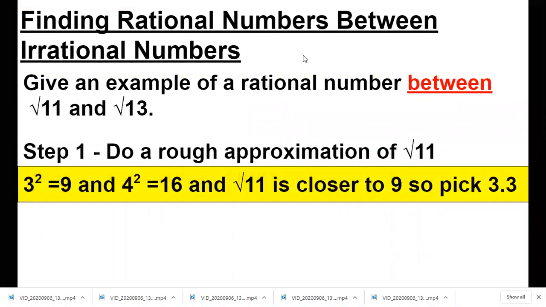So 3 squared equals 9 and 4 squared equals 16. And we say square root of 11 is closer to 9 than it is to 16. So we're going to pick something under the 3.5 mark. So we're going to pick 3.3.